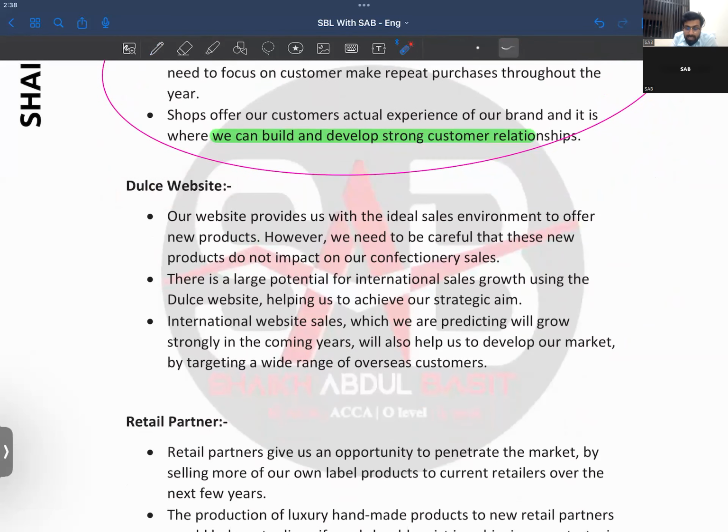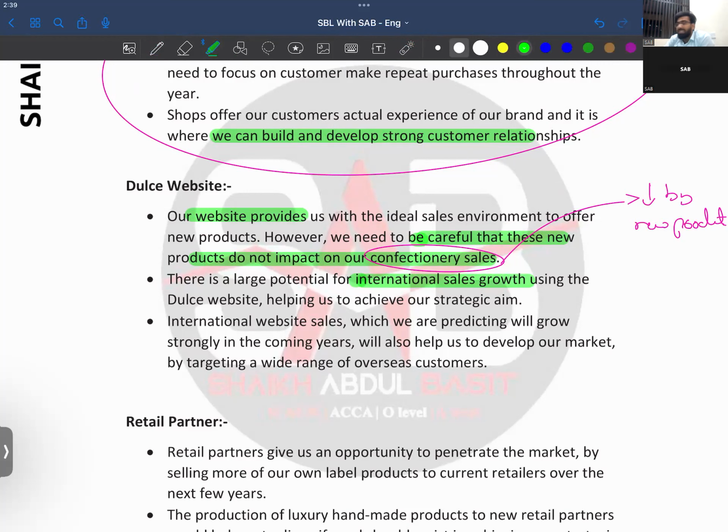Then similarly, the Dulles website: our website provides us with the ideal sales environment to offer new products. However, we need to be careful that these new products do not impact our confectionery sales. So our website is also helping our strategic aim succeed, but we must make sure our confectionery sales do not decline because of new products. We are launching new products to increase sales, not to decrease our old ones, right? So make sure you note the large potential of international sales growth. It was an exhibit: we want to launch new products because international sales growth has been seen in new products, right? So the Dulles website is helping us achieve our strategic aim.